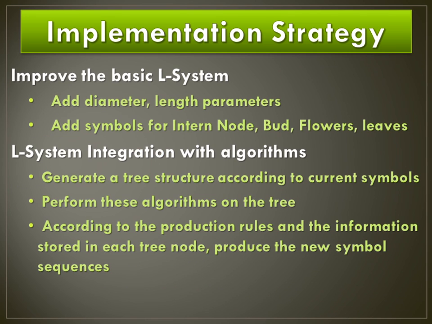We improved the basic L system and added the following symbols: B for bud, F for flower, L for leaves, and I for internode. We also added parameters for length and diameter.